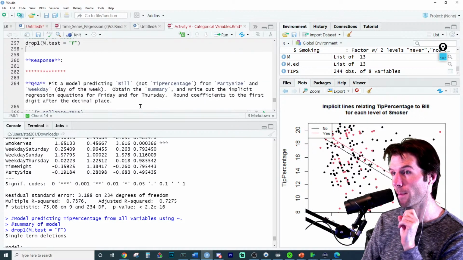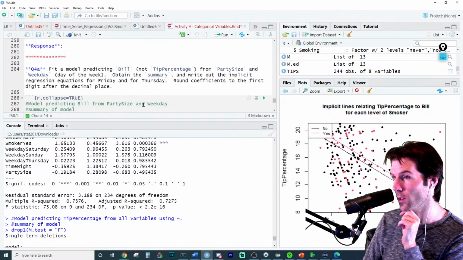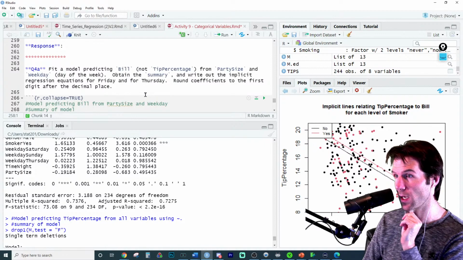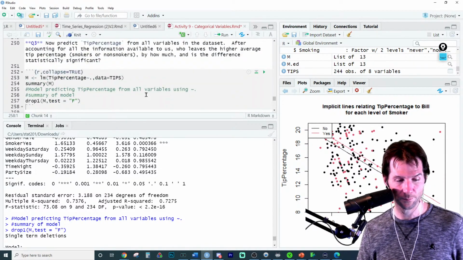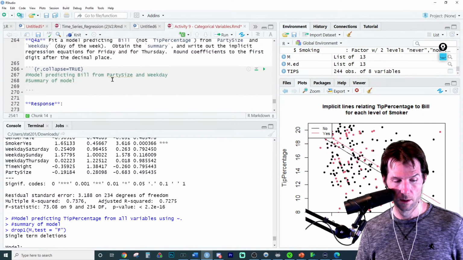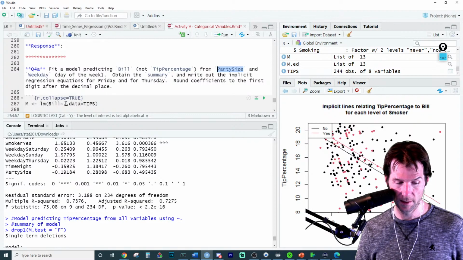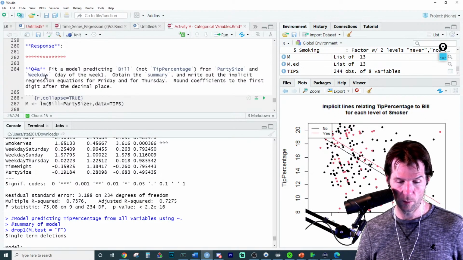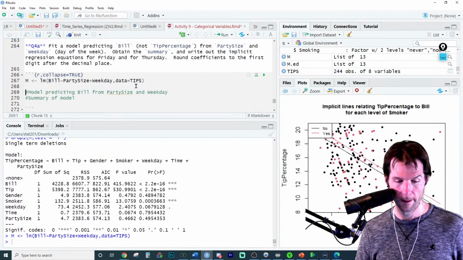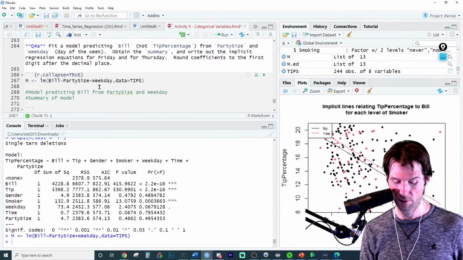Review question right there. Fit a model predicting bill, not tip percentage, from party size and weekday. So let's go right here. Predicting bill from party size and weekday. There we go right there. And write out the implicit equations.